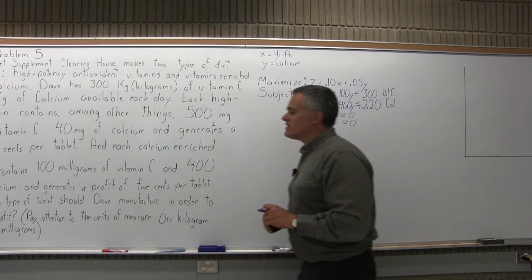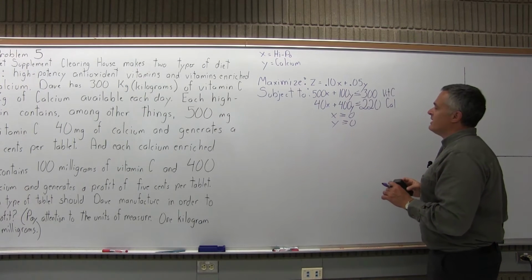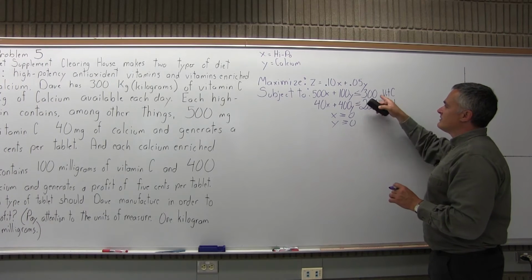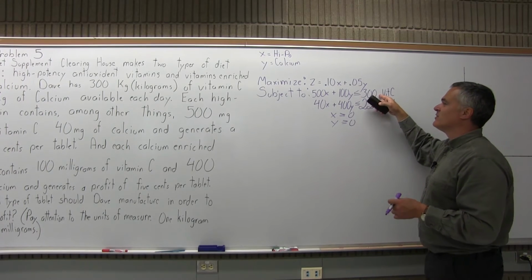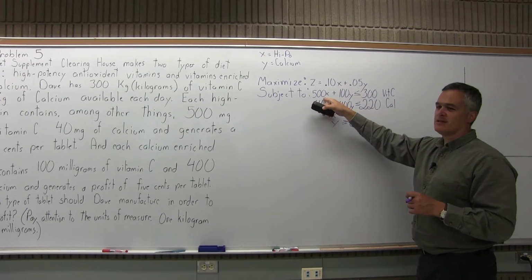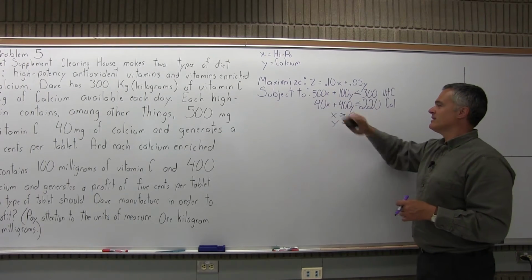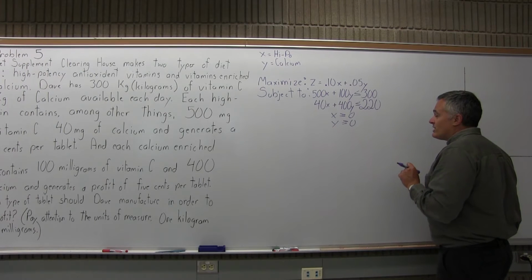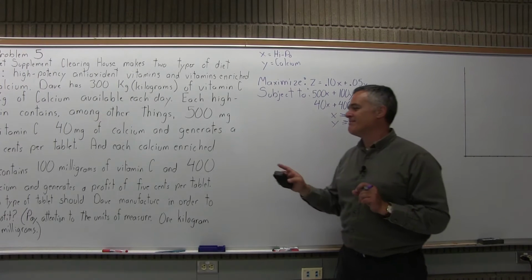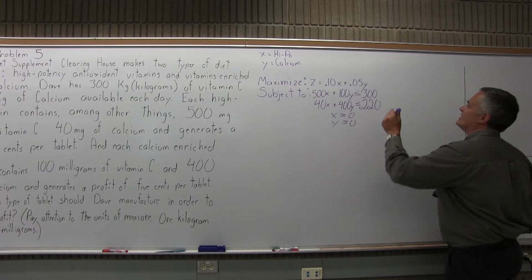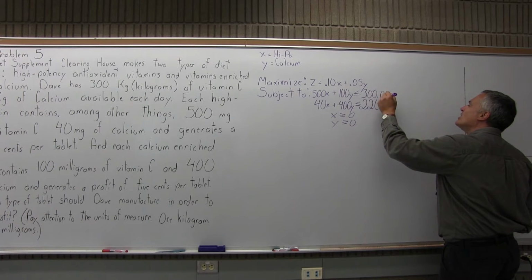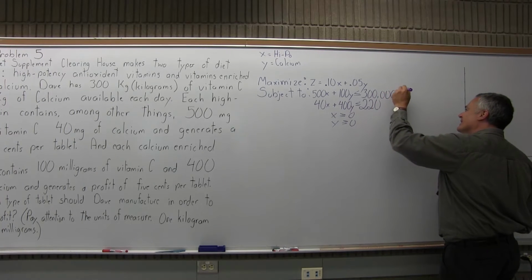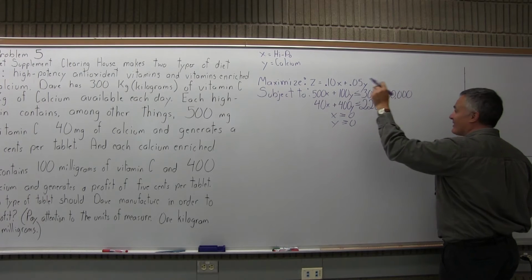I think it's easier to make both sides milligrams. Because if you make both sides milligrams, you're going to have some huge numbers. That's a hassle. If you make both sides kilograms, you're going to have tiny, tiny decimals. I think the tiny, tiny decimals are more of a hassle. So if you have 300 kilograms, and each kilogram is 1,000,000 milligrams, that means you have 300 million milligrams. Now they're in the same units.